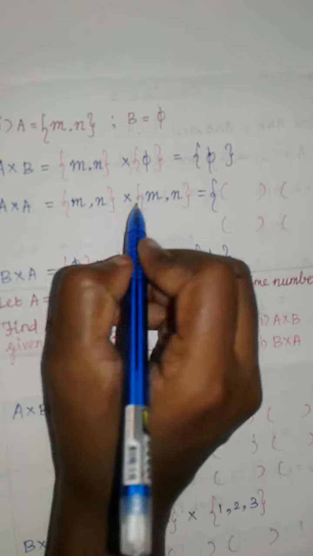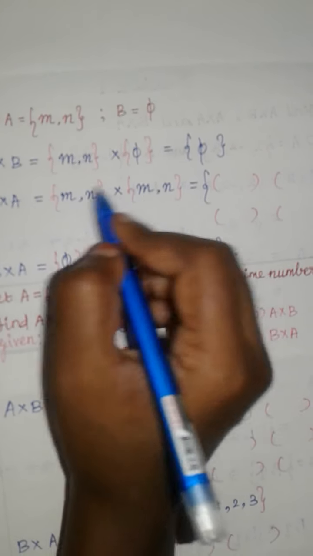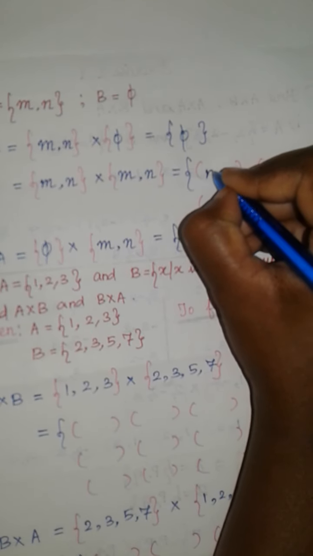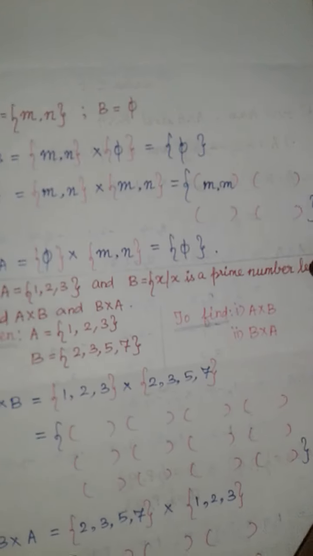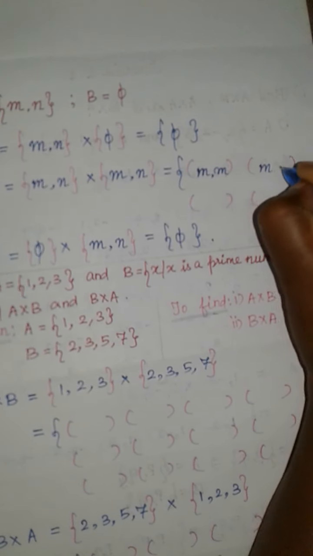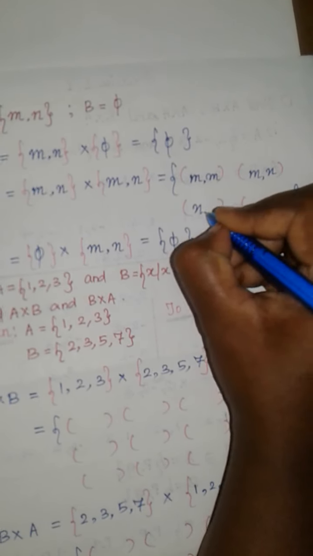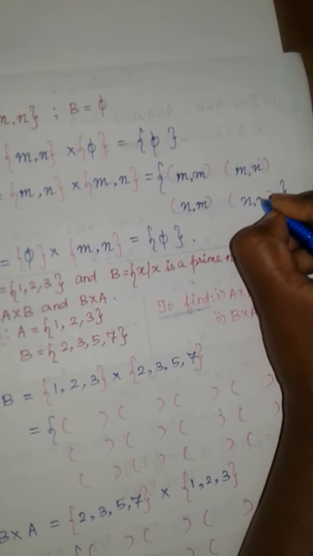Now finding A cross A. A cross A is A set into A set. Here A set elements are M, N and the second set elements are also M, N. Finding its product: (M, M), then (M, N), then (N, M) and (N, N).